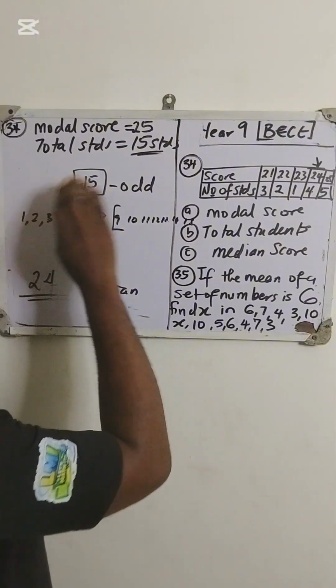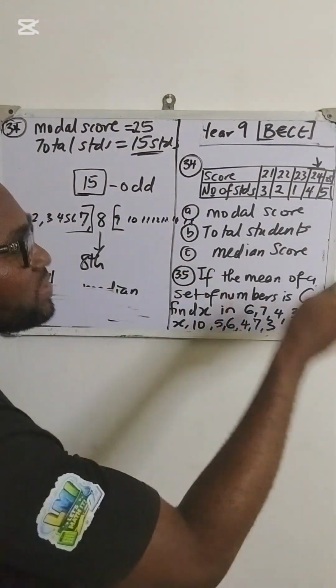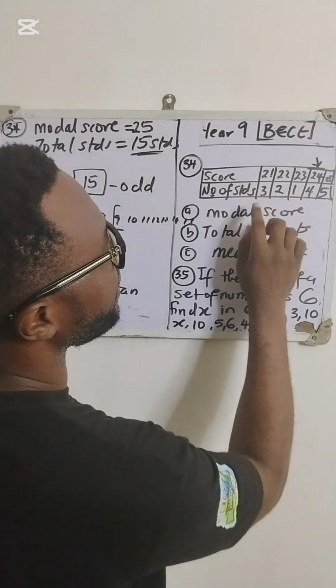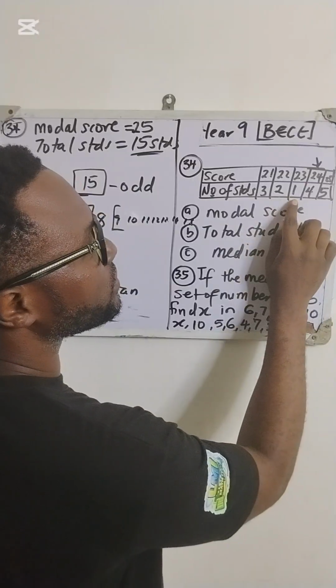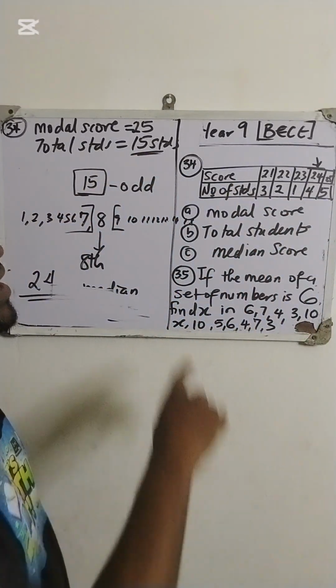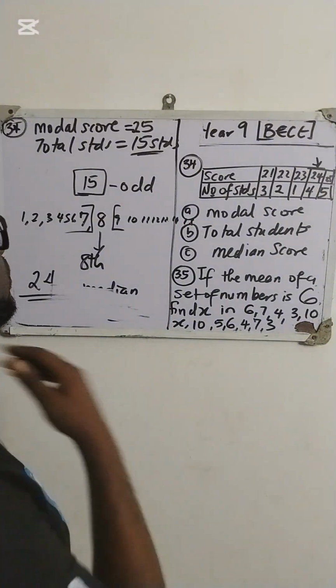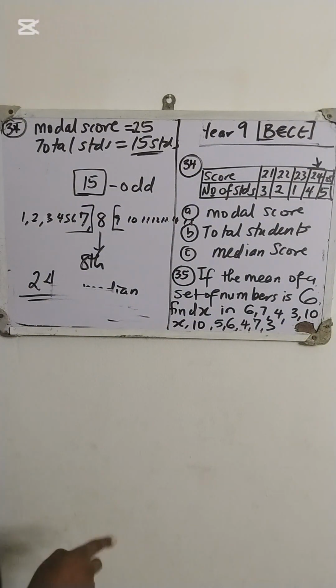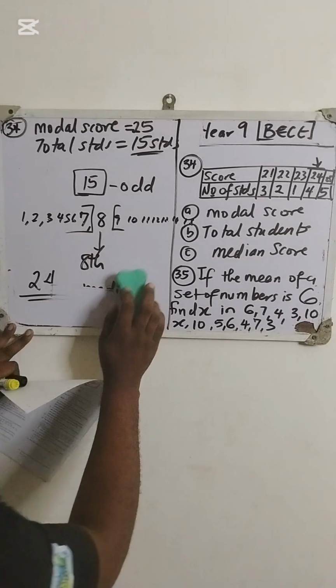That's simple. Then the total number of students, we can just do it without writing anything down. The number of students are here. 3 plus 2, 5, plus 1, 6, 10, 15. That's why we have 15 students here that took the test. Okay? 15 students.